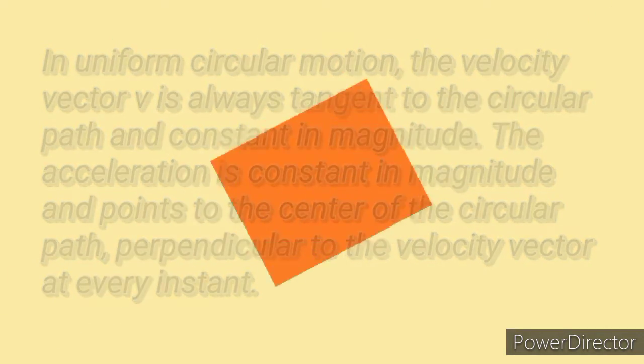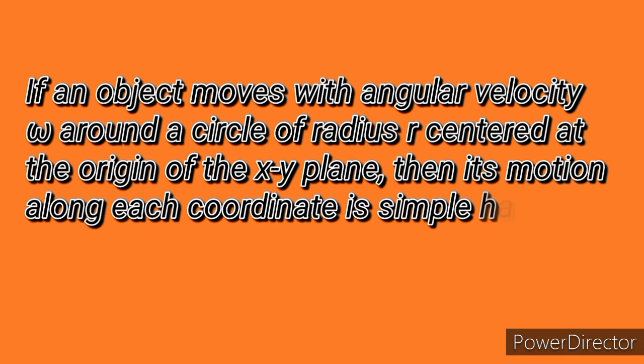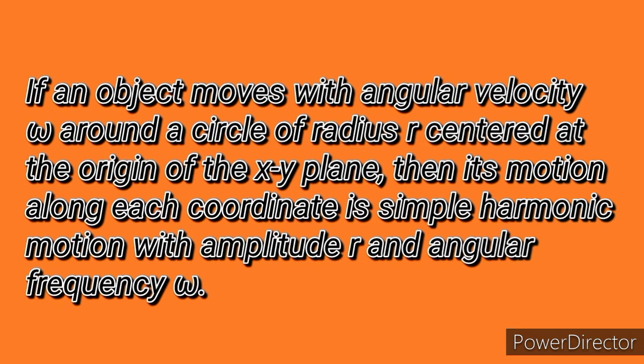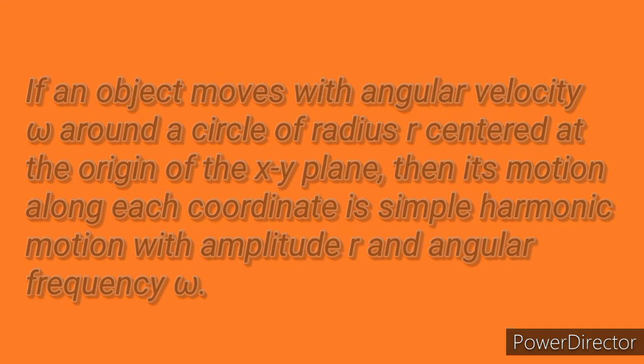If an object moves with an angular velocity omega around a circle of radius r centered at the origin of the x-y plane, then its motion along each coordinate is simple harmonic motion with amplitude r and angular frequency omega.